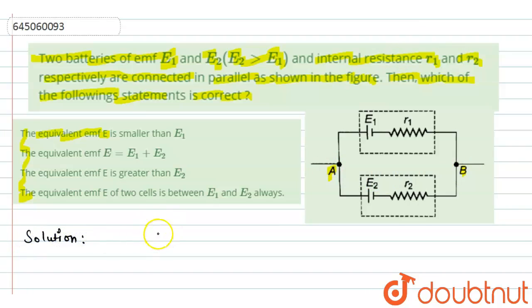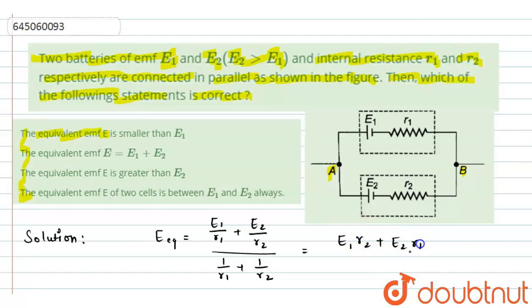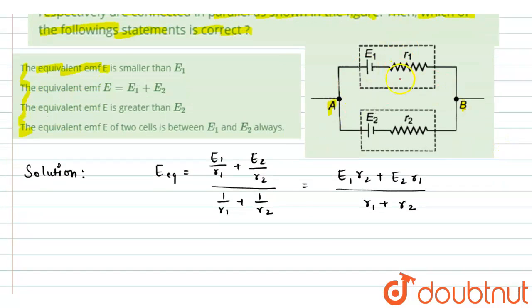We have the formula for the equivalent EMF when two batteries are connected in parallel: E1 by R1 plus E2 by R2, divided by 1 by R1 plus 1 by R2. After solving this, we get E equivalent as (E1 R2 plus E2 R1) divided by (R1 plus R2). Further, with the two resistances in parallel, the equivalent internal resistance is R1 R2 divided by R1 plus R2.